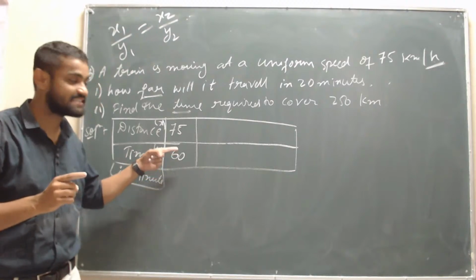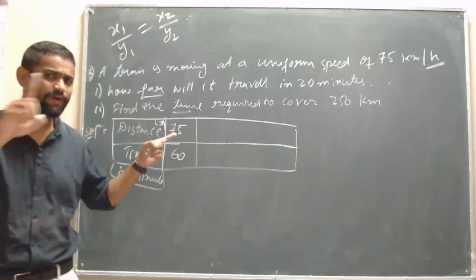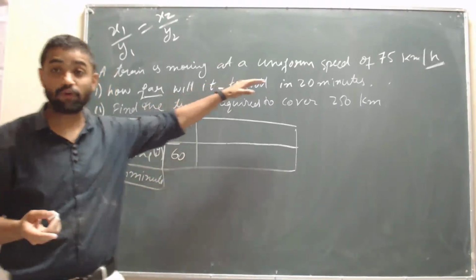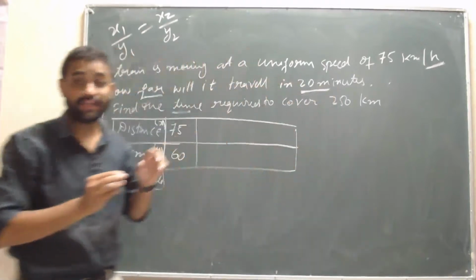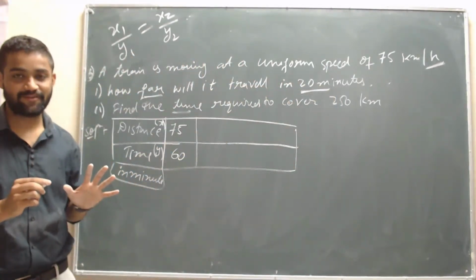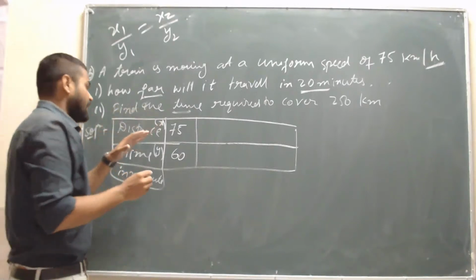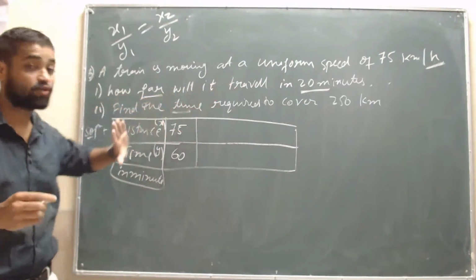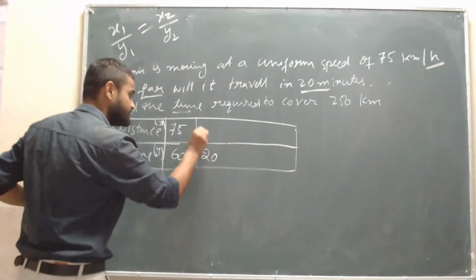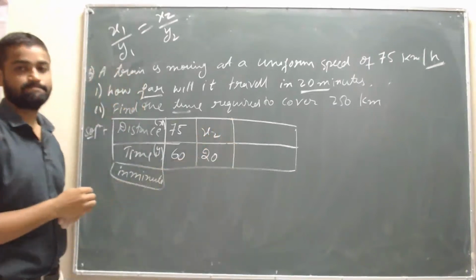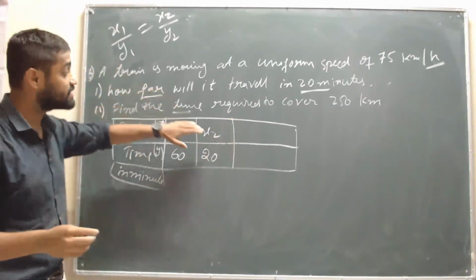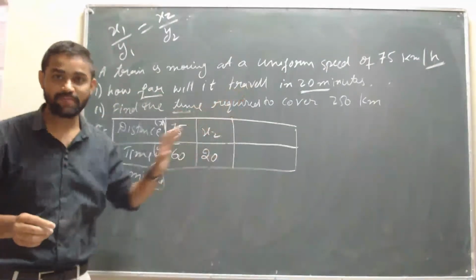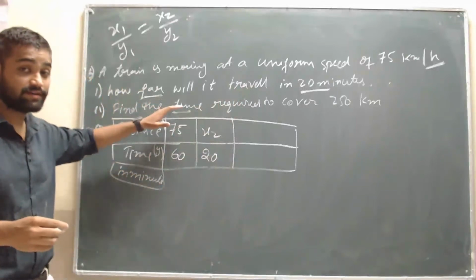Sir, per hour it is traveling 75 kilometers. Sir, why are you not writing one hour? Because in the question he is asking for 20 minutes, that's why, students. And the distance it will travel in 20 minutes, we don't know, that's why we have to find out the distance, that is x2 in the second column, and the time is 20 minutes.